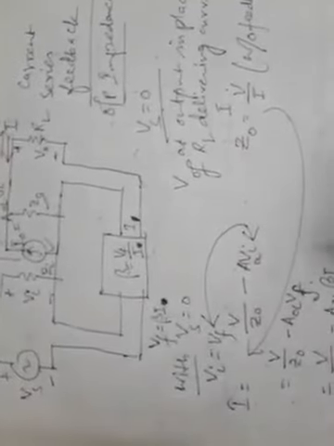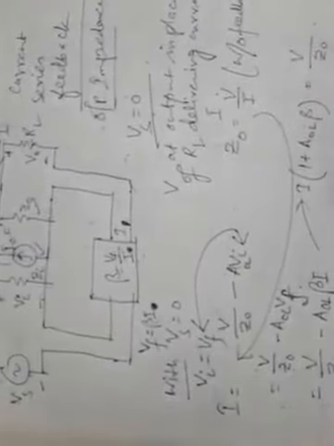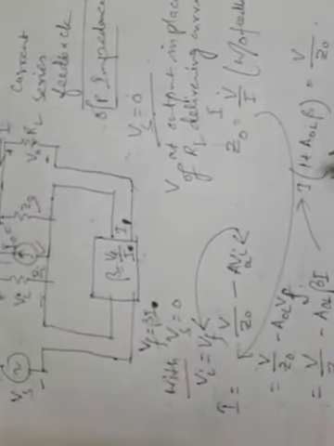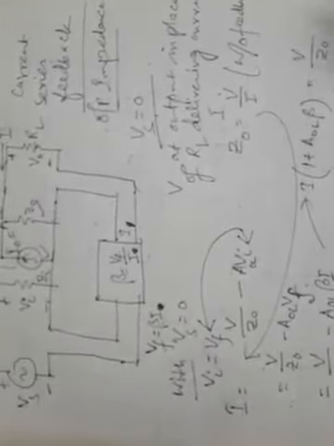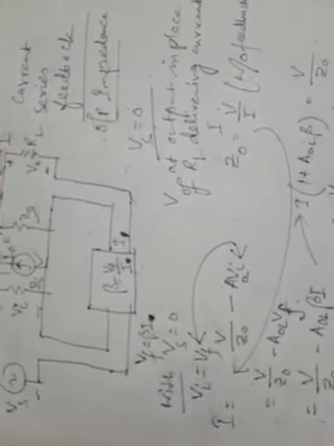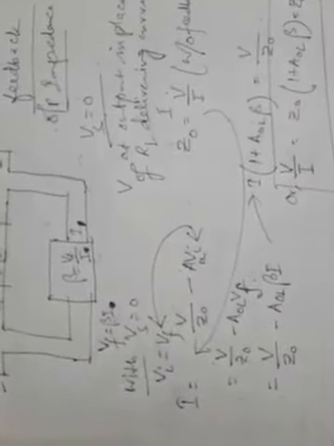Now from here, take this term to the left side and take I as common: 1 plus AOL beta equal to V by ZO. So therefore from here we can write V by I equal to ZO into 1 plus AOL beta. And what is V by I? It is the output voltage by output current delivered by the source connected, which we have imagined in place of load. This is ZOF. So this is the expression for the effect of negative feedback on output impedance.